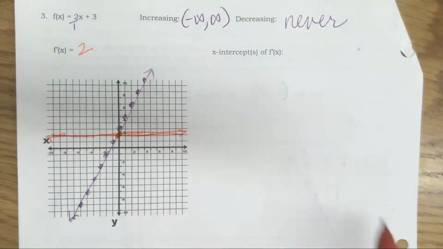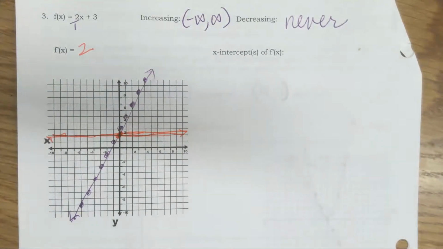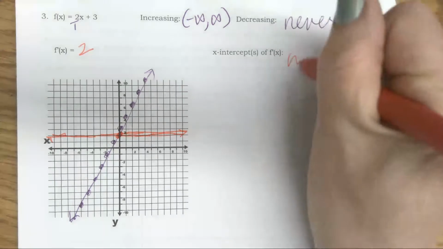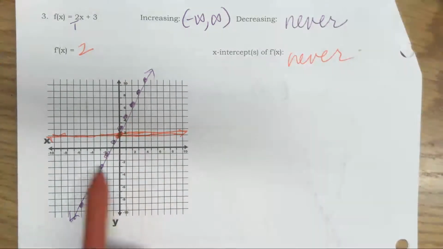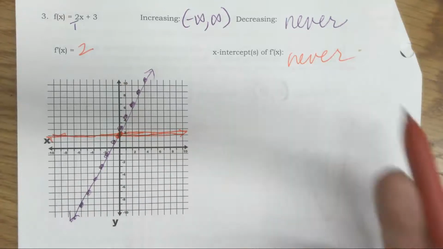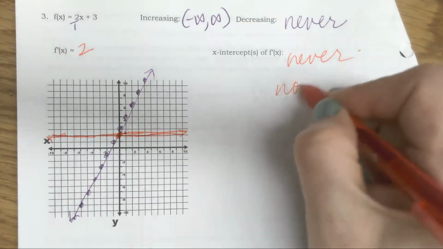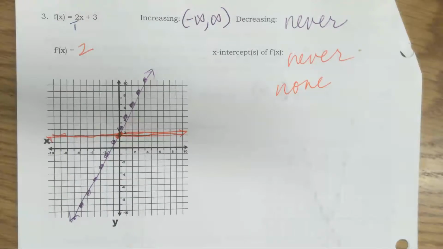Okay? I want the x-intercepts of f prime. When does f prime cross the x-axis? I've got always, at 2, and never. Those are the 3 answers that I got. Always, at 2, and never. Which one should we go with? Never. I go with never. Yeah, it crosses only the y-axis. It never crosses the x-axis. So the x-intercepts never exist there. Or I should say, there are none. Maybe would be a better thing to say. Okay?